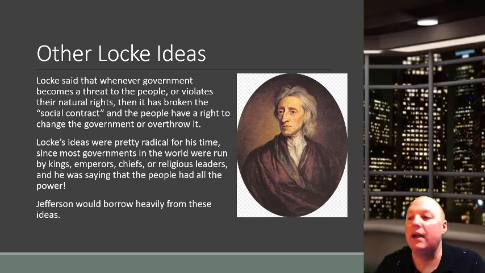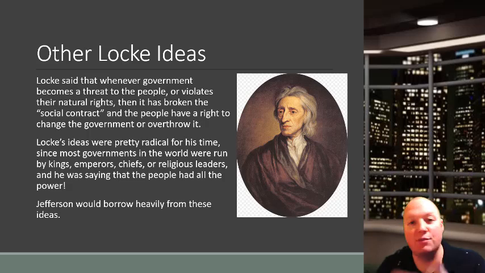It's broken. And if it's broken, Locke would say, you have a right to change it, repair it, or, here's the important part, overthrow that government and create a new one. And this is the idea that Jefferson is going to borrow as his justification, as his reason for why we're declaring independence from Great Britain.